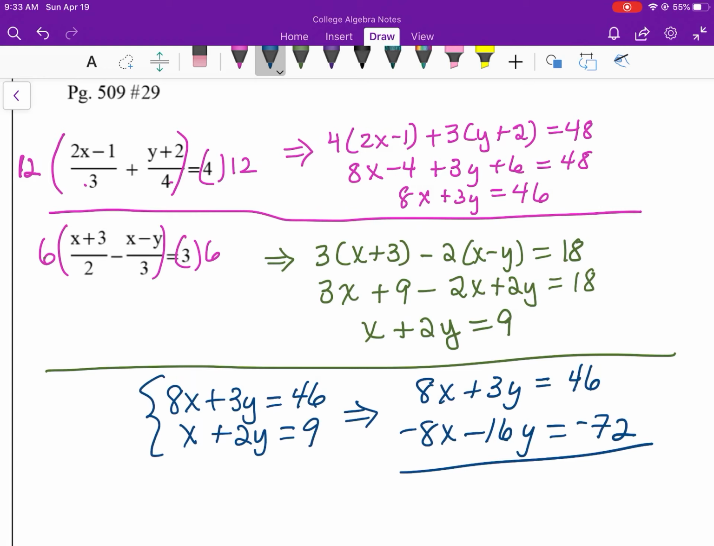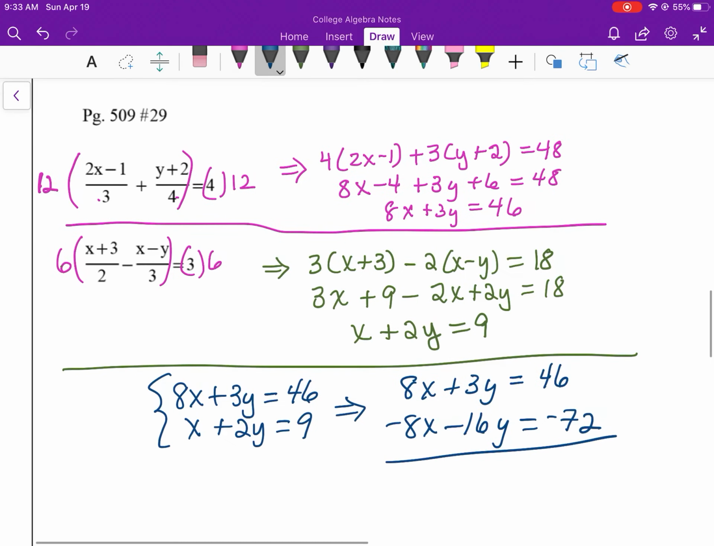Okay, so that's how you handle questions like that. You might see some of those in your homework assignment. Again, the steps would be to get rid of your denominators first by multiplying both sides by a common denominator, and then just working through the algebra until you can get it down to a reasonable system to work with.